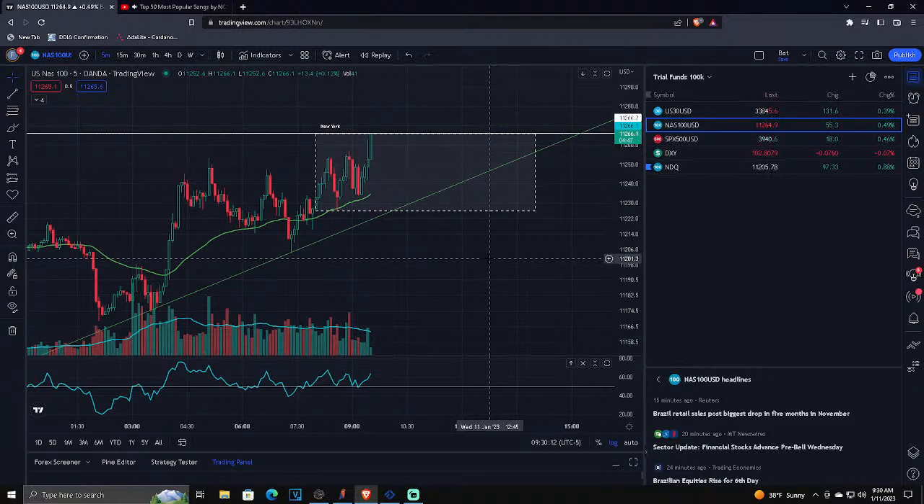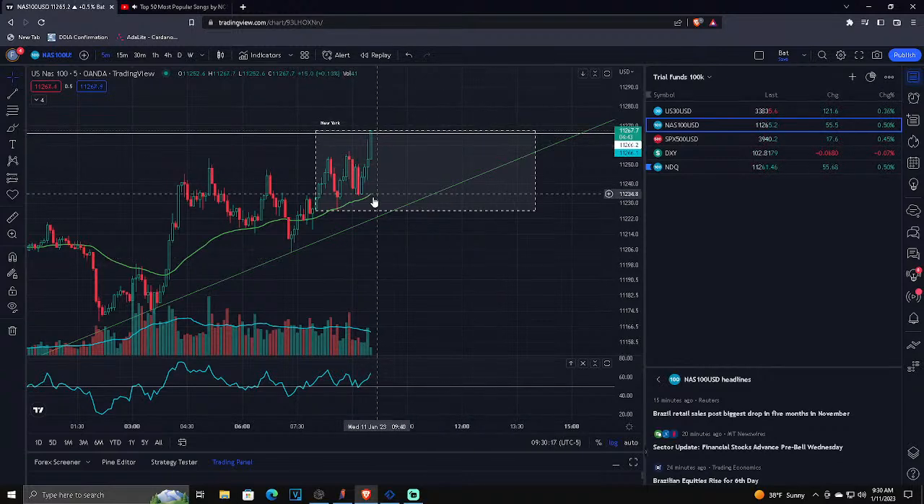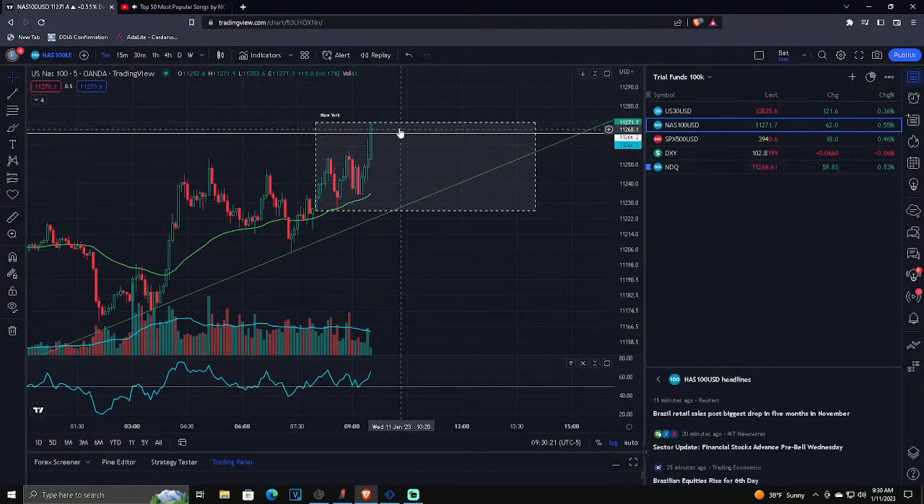All right, looks like we're getting an immediate push to the upside. Let's see how this plays out. And if this continues to rise, we're going to wait for the first pullback in this session to come back towards the 50-period moving average, and we're going to get in on that first pullback.